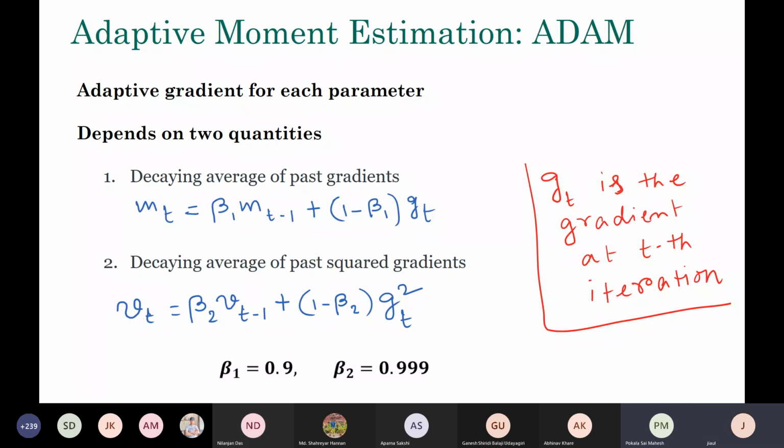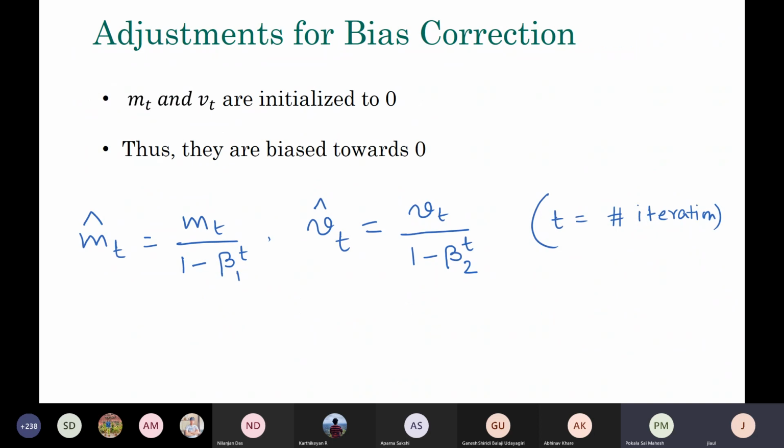Any question from anybody? Sir, can you explain that biasing once? What biasing? This one. Okay. Here, the initial values of MT and VT are initialized to 0, so of course initially they will be biased towards 0.